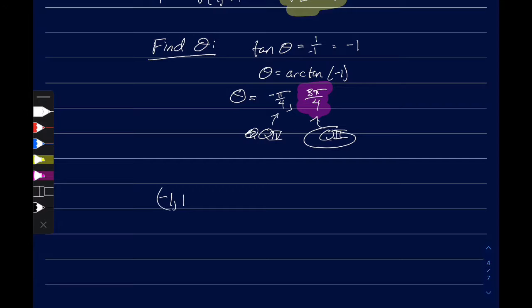So in polar coordinates, negative 1, 1 goes to square root of 2, 3 pi over 4. And this is our conversion here.